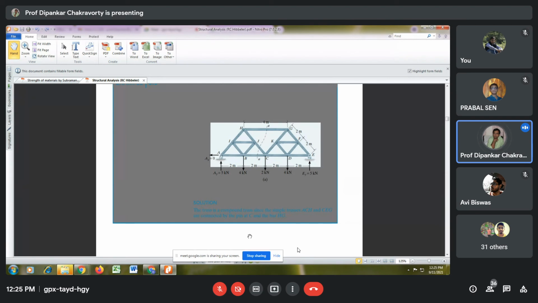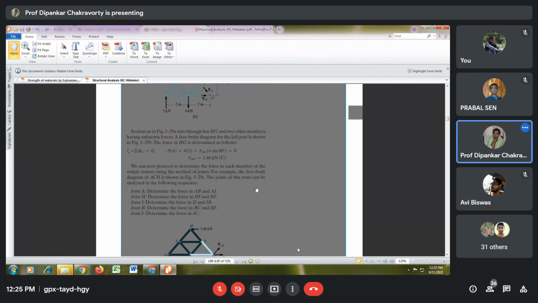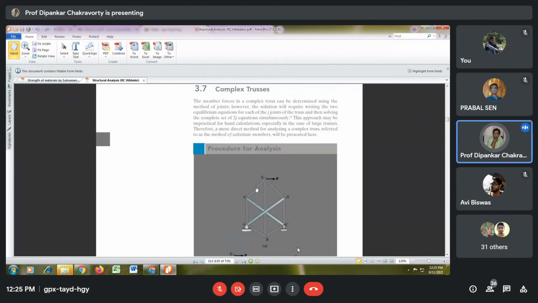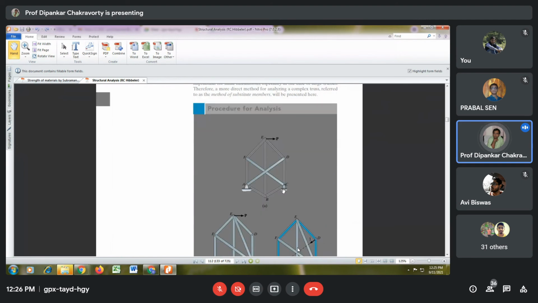Yes, sir. Right. So you have to do it by your own hand. If you don't do it, then you will not understand it. So this is a compound truss. You solve it. And there is another type of truss which is called a complex truss. That is again determinate. This has overlapping members. There is no node over here.